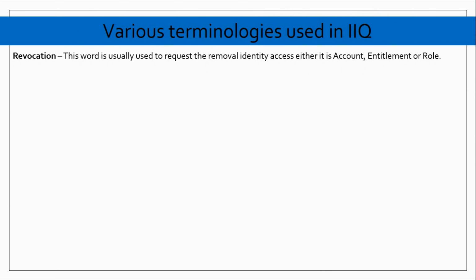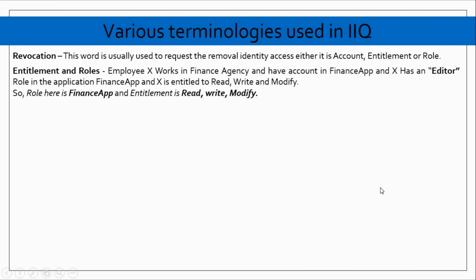Revocation. This word is usually used to request the removal of identity access, either it is account, entitlement, or role. Entitlement and roles. We will try to understand these terms by taking an example. Employee X works in a finance agency and has an account in finance app, and X has an editor role in the application finance app, and X is entitled to read, write, and modify. So role here is editor in finance app and entitlement is read, write, and modify.